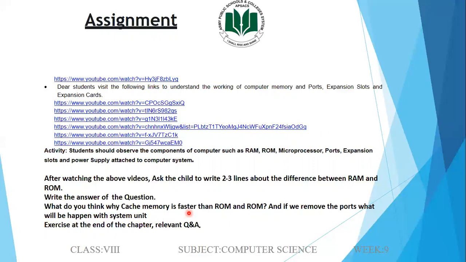Also prepare the exercise at the end of the chapter, the relevant questions and answers related to the cache and our storage devices.